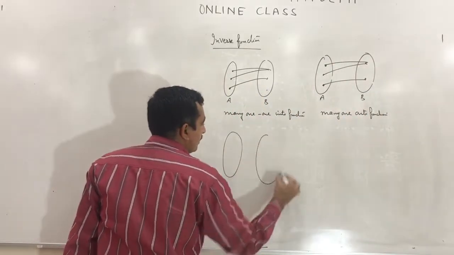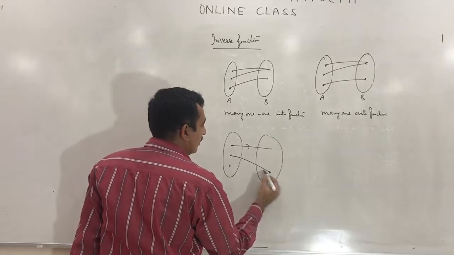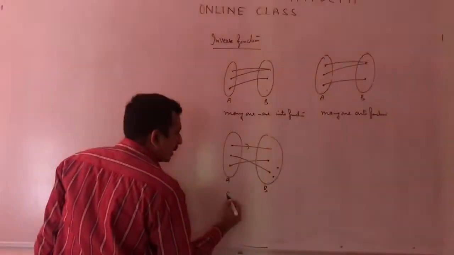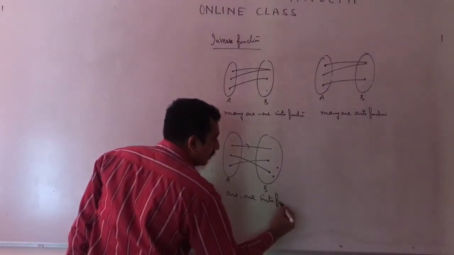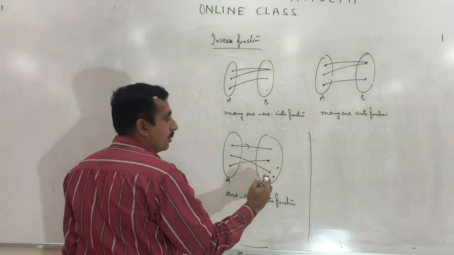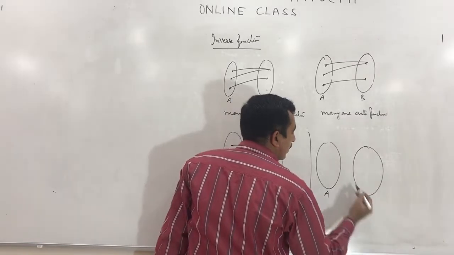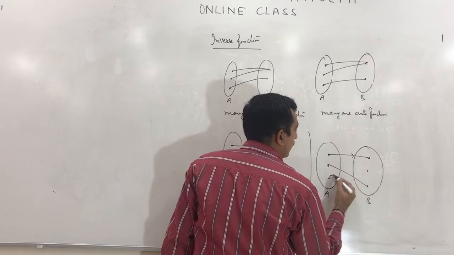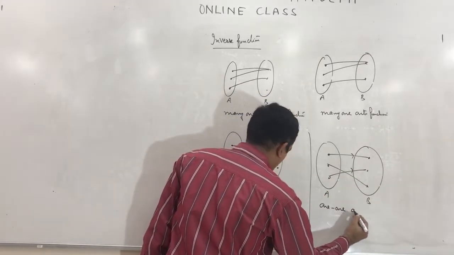Next, suppose this is the mapping from A to B. This is called one into function. One into function. And if the mapping is this, this is called one onto function.